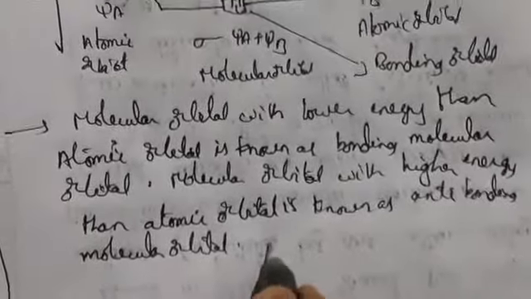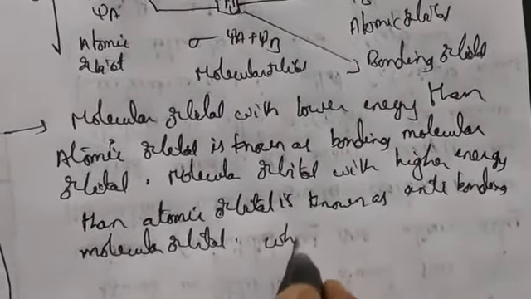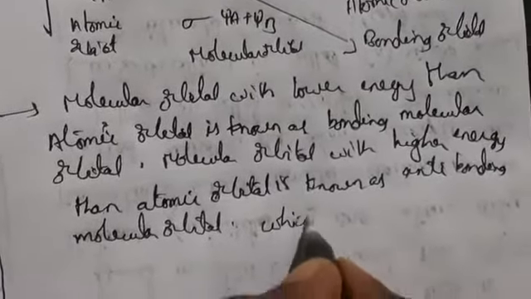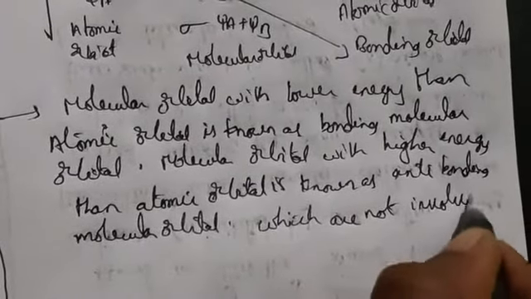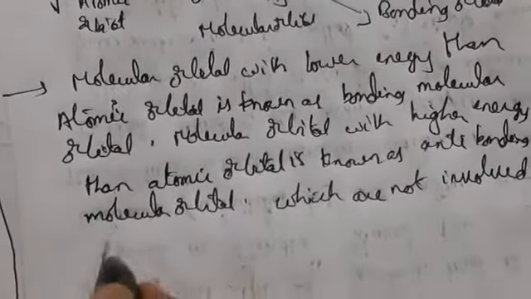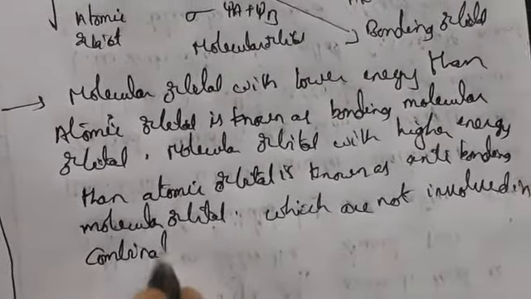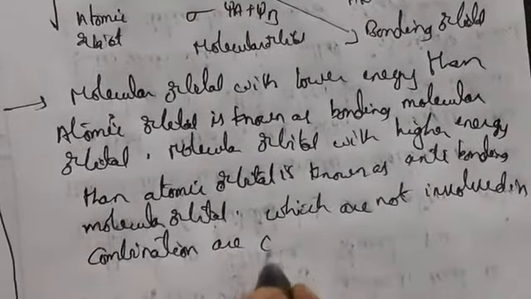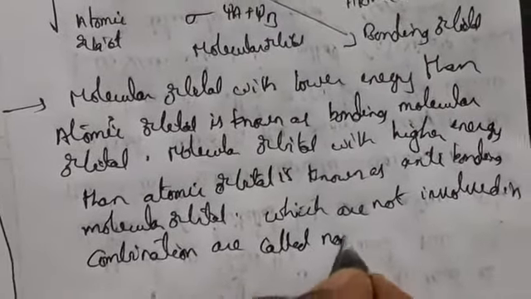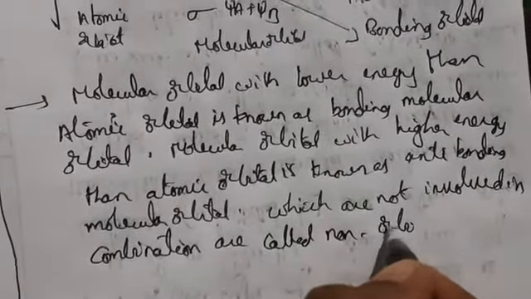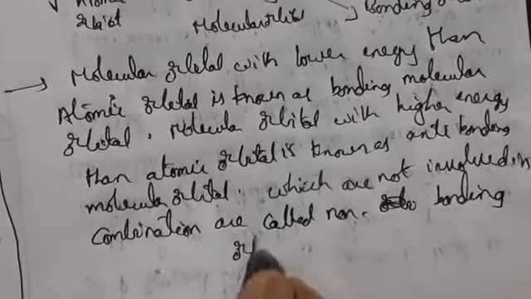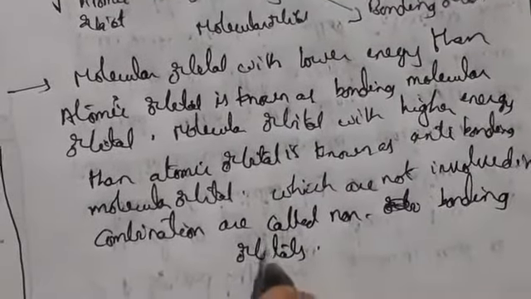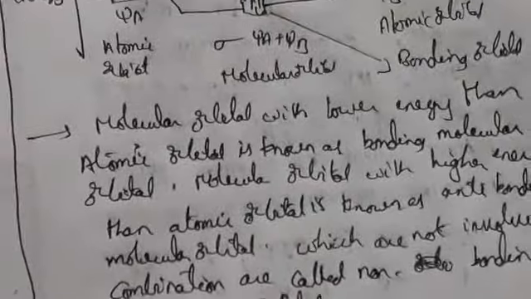Non-bonding: lone pairs of electrons which are not involved in combination, we call non-bonding electrons. The orbitals which are not involved in combination, we call non-bonding orbitals. These together we call molecular orbitals, and they are represented like this.